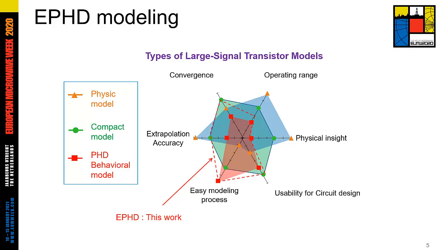So AMCAD has been working lately on an advanced model called Enhanced PhD model, or EPHD model. So what's the problem that we want to solve with this model? First, we would like to increase the convergence, mainly for the load impedances. We would like also to increase the extrapolation accuracy. And the easy modeling process is something that's already available with the PhD, and the EPHD can use it also for the circuit design. So that's what the EPHD will be able to provide you here, and that we are going to present you.